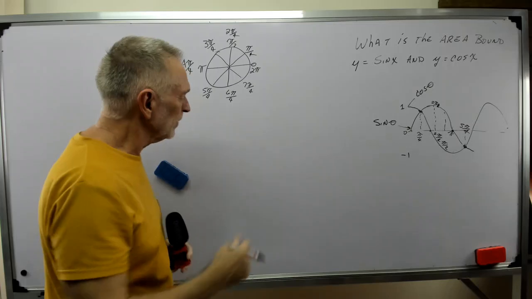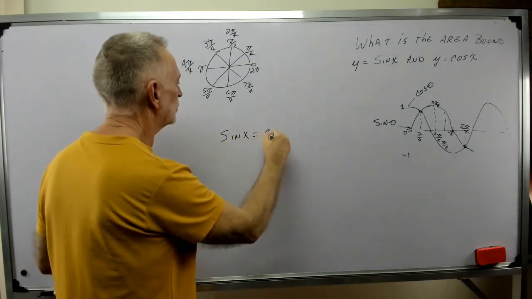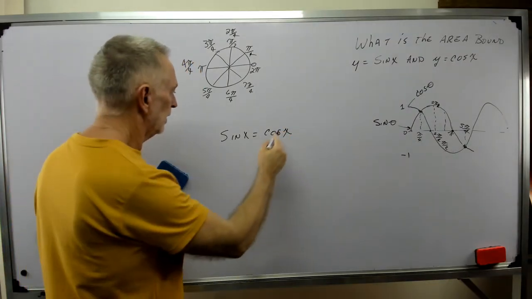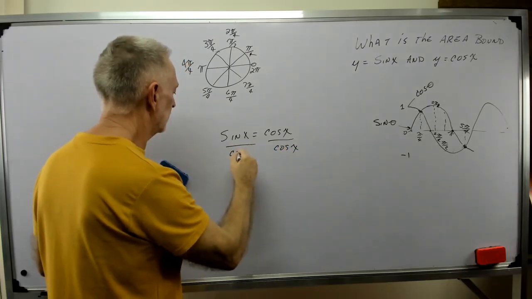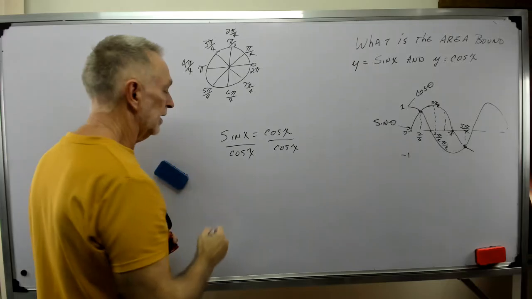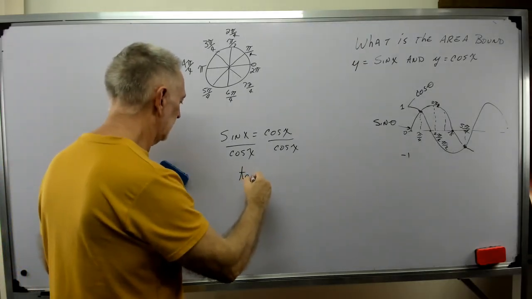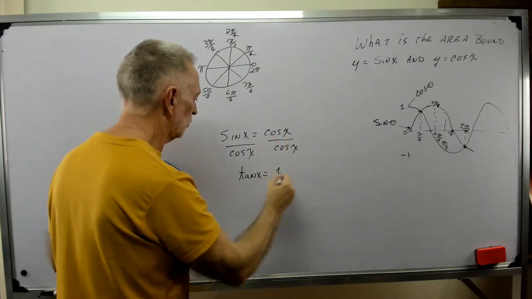Well, if I set sine x equals cosine x, and we're trying to understand where those intersect, if I divide both sides by cosine x, sine over cosine is what? It's tangent. That's tangent x equals cosine divided by cosine equals 1.